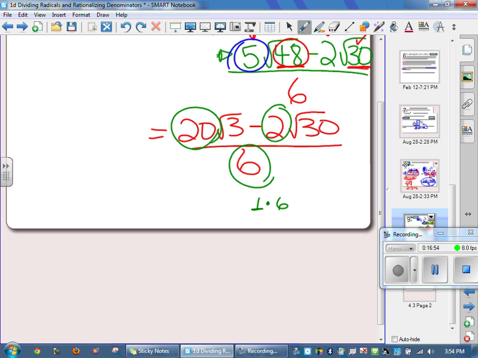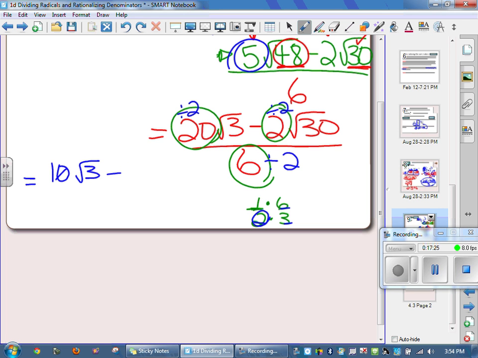So I'm trying to see, do my top numbers, 20 and 2, divide by any of the other factors? Do they divide by 6, by 3, or by 2 without giving me a decimal answer? They have to divide evenly. Well, we're going to find out they all divide by 2. So I'm going to divide my 20 by 2, the 2 by 2, and the 6 by 2. When I do, I'm going to end up with 10 root 3 minus the hidden 1 root 30.